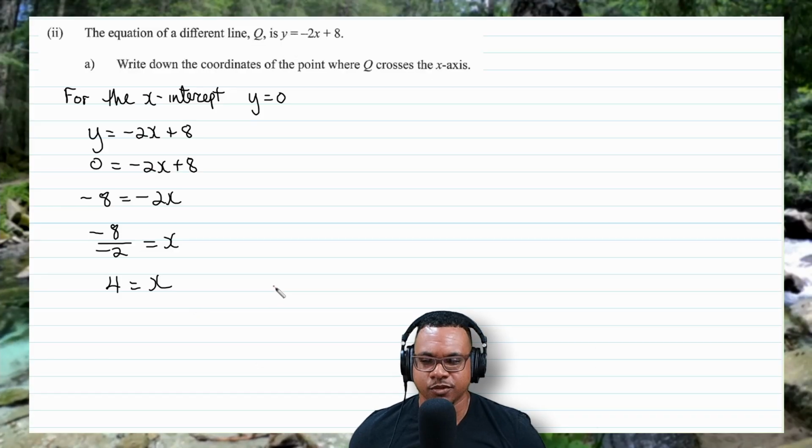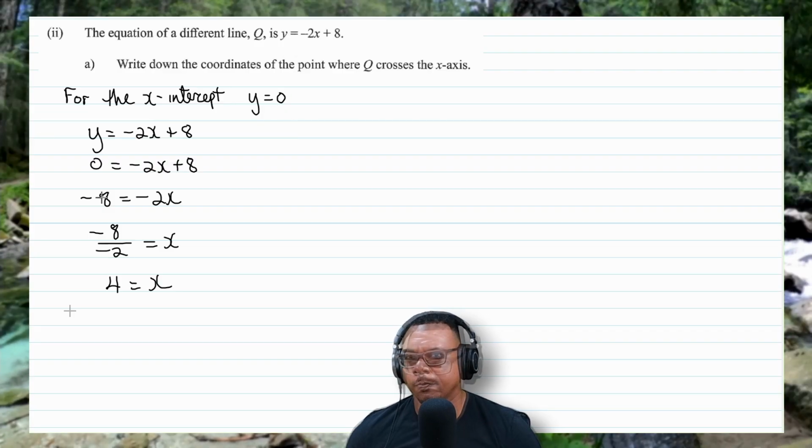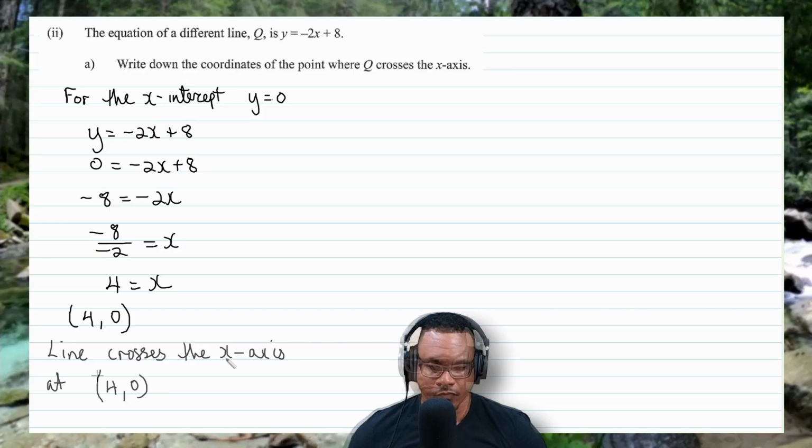Now, how do you write that as a coordinate? The x component of the coordinate would be 4, and the y component would be 0. So that will be (4, 0). So I just wrote here that the line crosses the x-axis at the coordinate (4, 0).